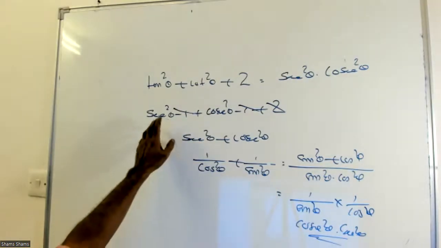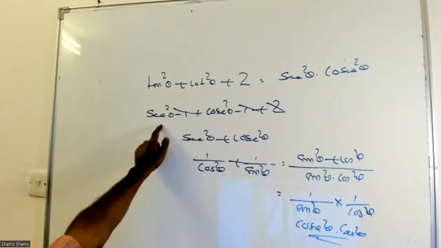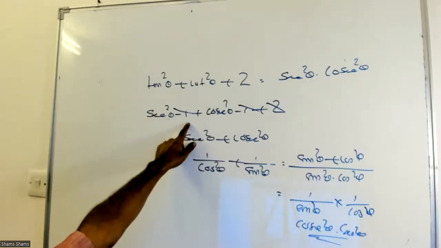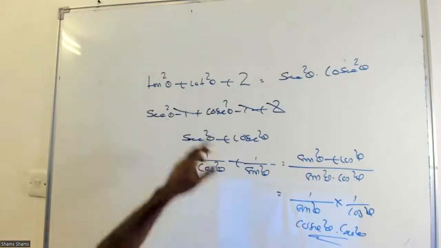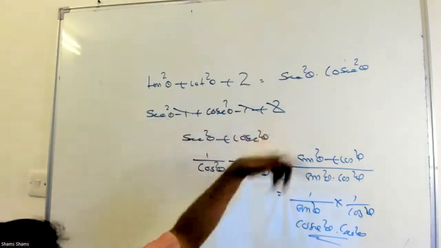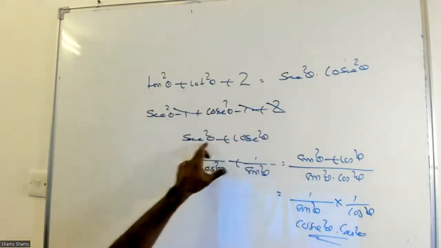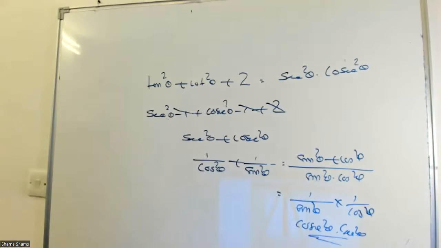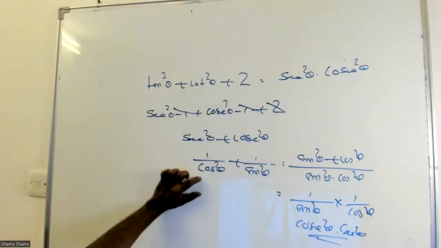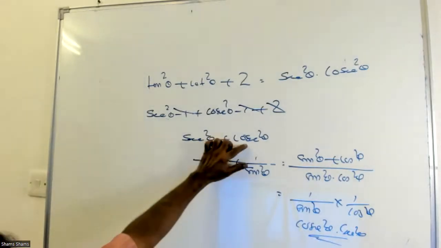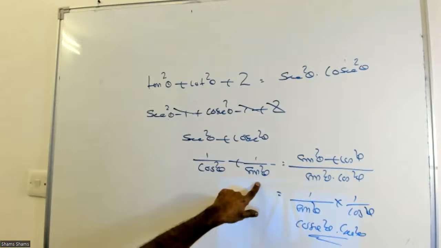So instead of tan square theta, I wrote sec square theta minus 1. Cot square theta, I can write cosec square theta minus 1, plus 2. So minus 1 plus 2, that cancels. Sec square theta plus cosec square theta. Up to here, clear or not? Yes, sir. Then sec square theta is 1 by cos square theta. Cosec square theta is 1 by sin square theta.